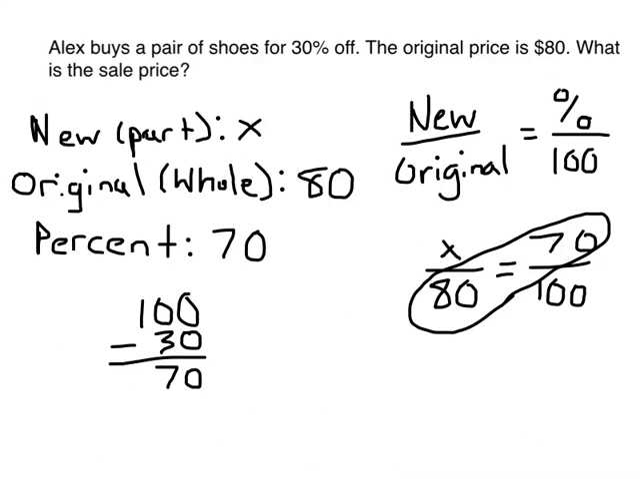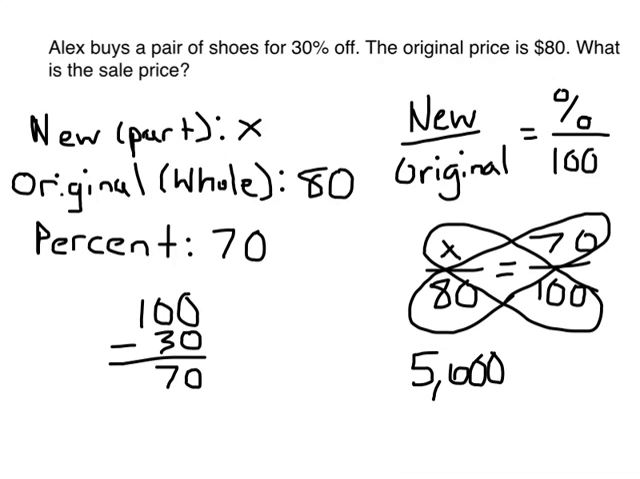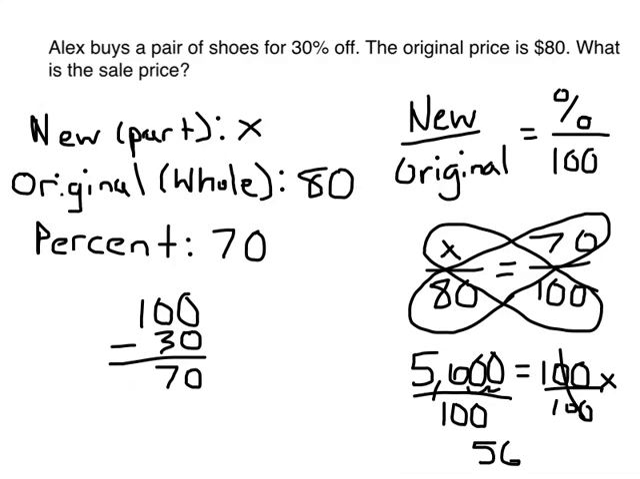What's 80 times 70? It's 5,600. Remember that I can represent 100 times x as 100x. What next step should I take to solve for x? I need to divide by 100 to isolate the variable. What's 5,600 divided by 100? Well, it's 56. Here, the sale price is $56.